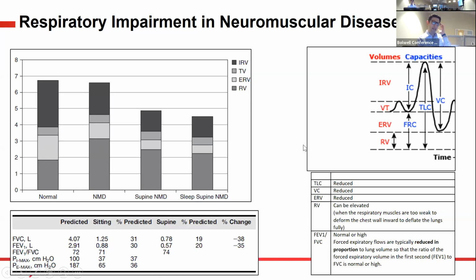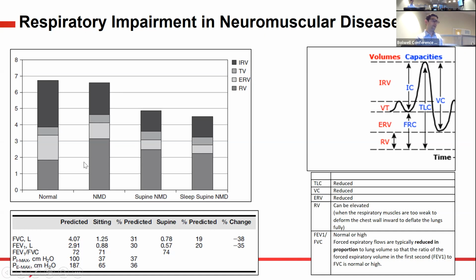So here's an example of lung volumes in ALS. Again, this is not the pattern in every neuromuscular disease, but in ALS, you have different volumes. Let's go from top to bottom. You have your inspiratory reserve volume, your tidal volume, your expiratory reserve volume, and your residual volume. And this is in a normal adult, and on the y-axis is liters, starting at 0 and going up higher. So this is what a normal adult looks like.